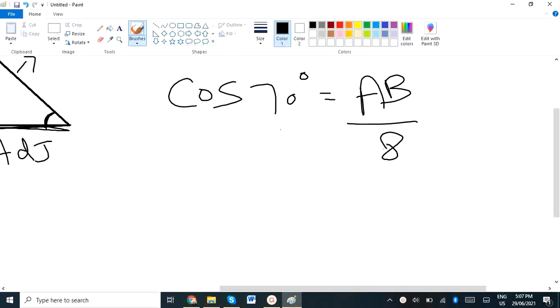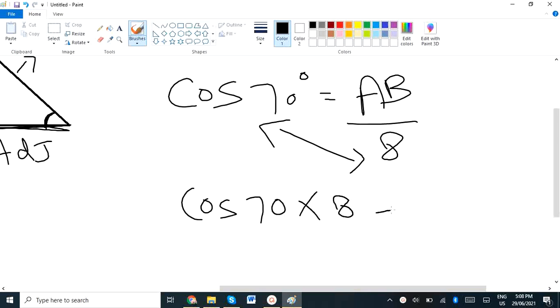You are going to do cross multiply. If you don't know cross multiply, it's basically the rule that if you have two fractions on both sides of an equal sign, you multiply the numerator by the other side's denominator and the denominator times the other side's numerator. So what I'm going to do is multiply cos 70 by 8, and this is going to tell me what AB is.